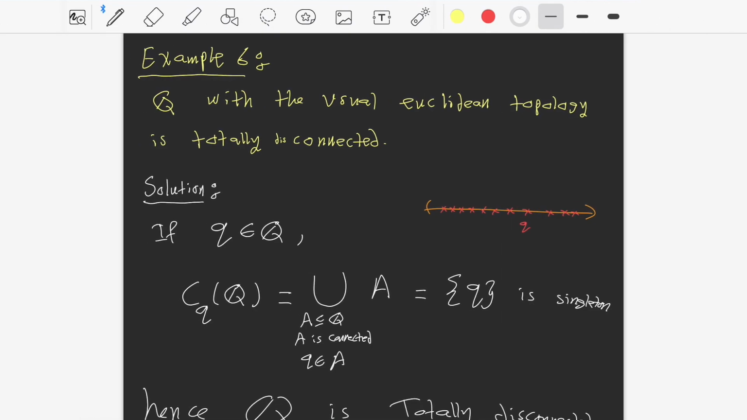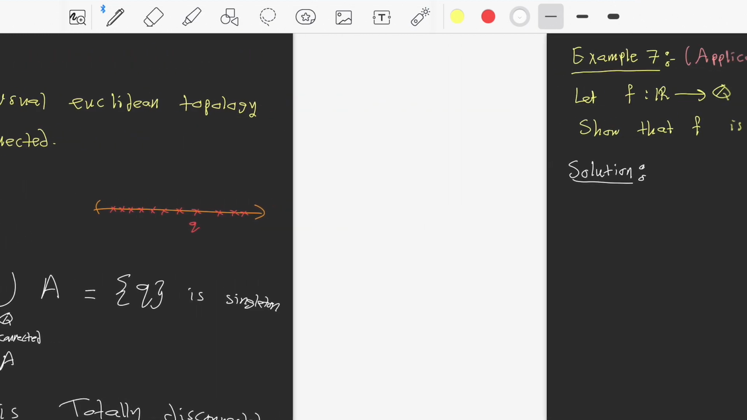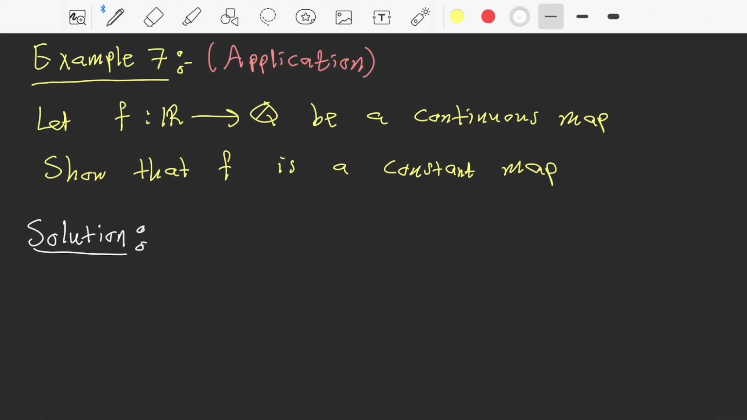So at least we see an example of a totally disconnected space. Now, if we look at example number 7, I would like you to pause a little bit and read this example. So example number 7, and I wrote between two brackets "application". I will explain why I wrote application, but let's now take a continuous map from the real numbers to the rational numbers. If the map is continuous, it will be a constant map. Why did I ask you to pause and think about it, and why did I write application?